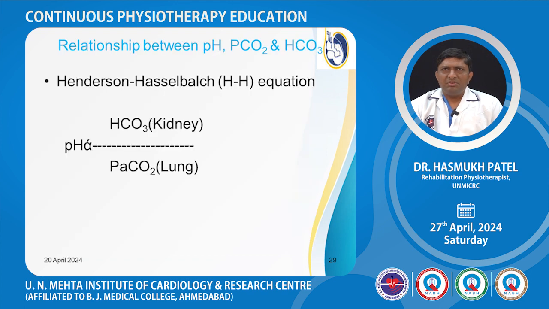Relation between pH, PCO2 and HCO3. There is one equation called the Henderson-Hasselbalch equation, in which pH is directly proportional to HCO3 and inversely proportional to PCO2. This means if pH increases, HCO3 increases and PCO2 decreases. If pH decreases, HCO3 decreases and PCO2 increases.